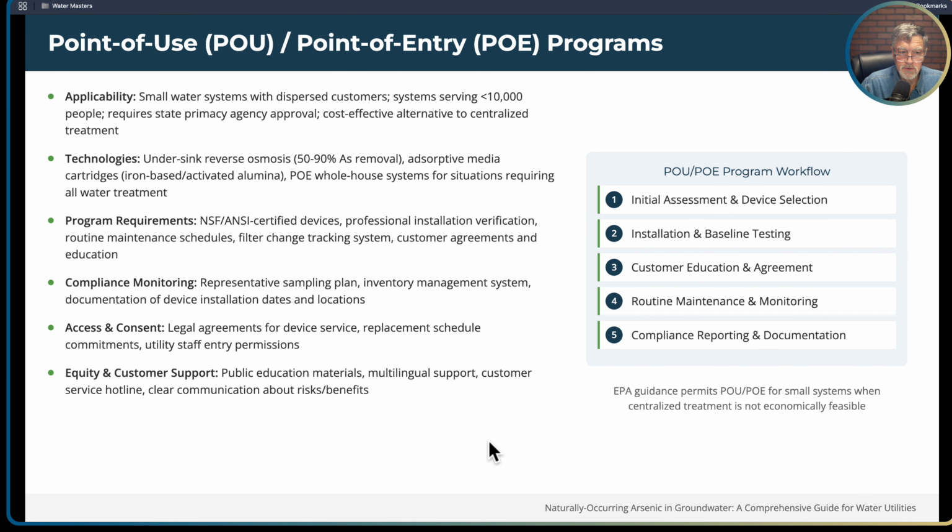All right, point of use, point of entry systems. There's a little caveat here, and these can be useful, but a lot of times really small water systems sometimes will buy these for their customers and they take on maintaining them.